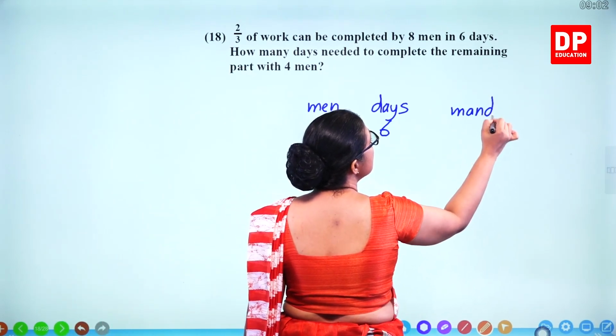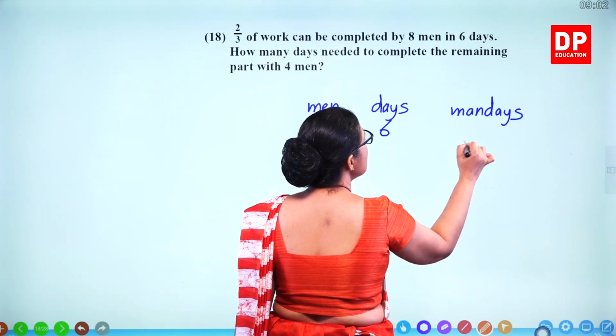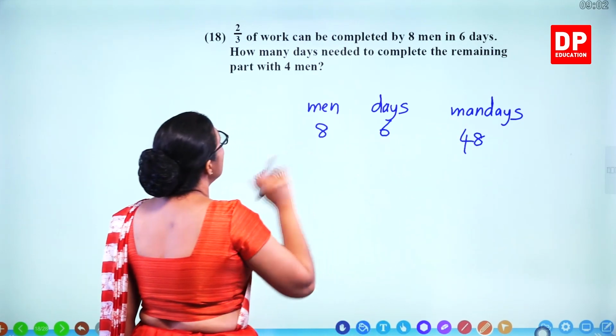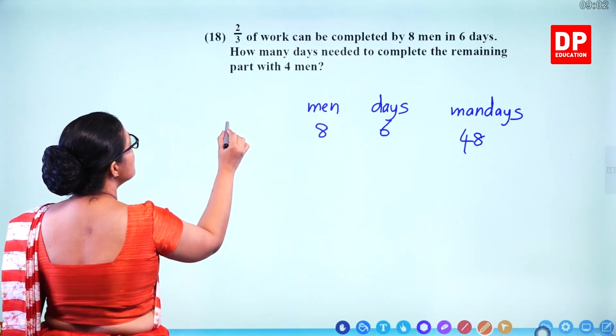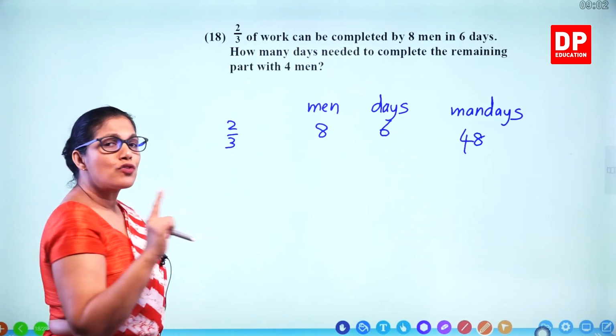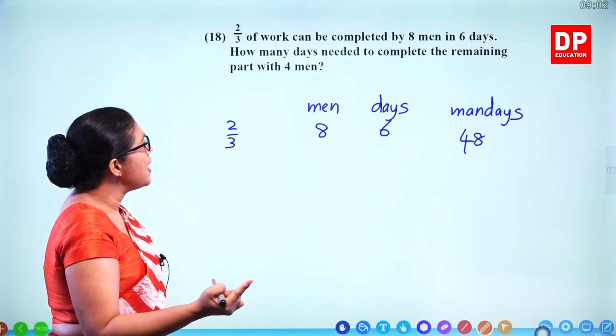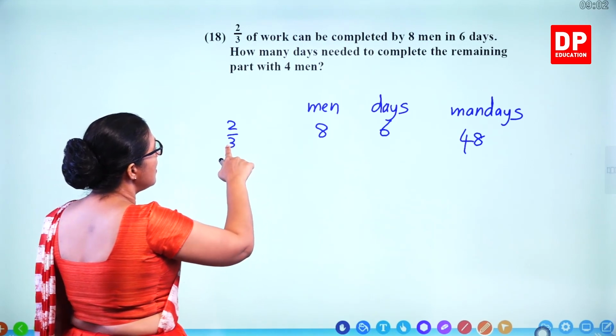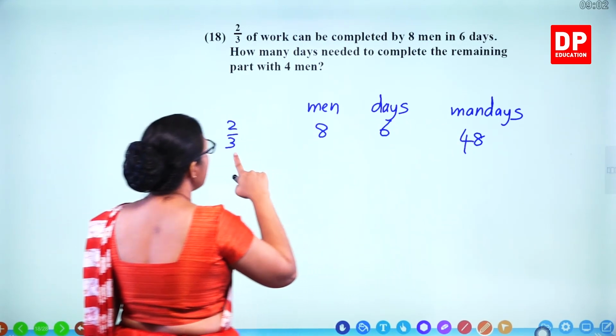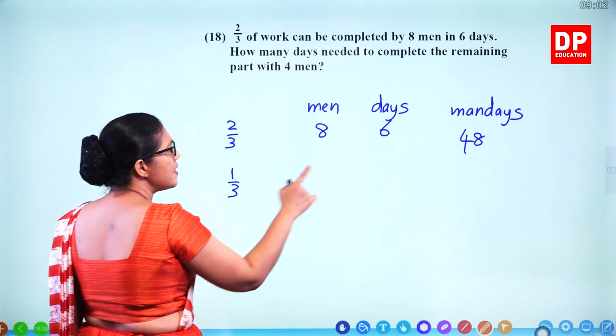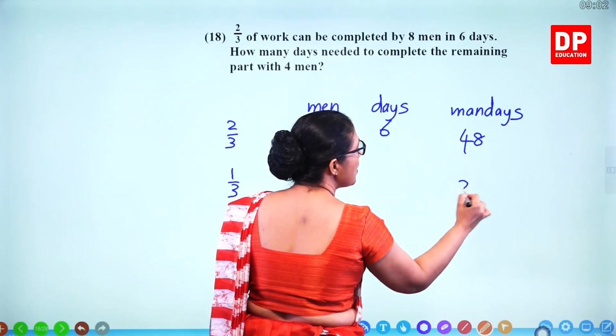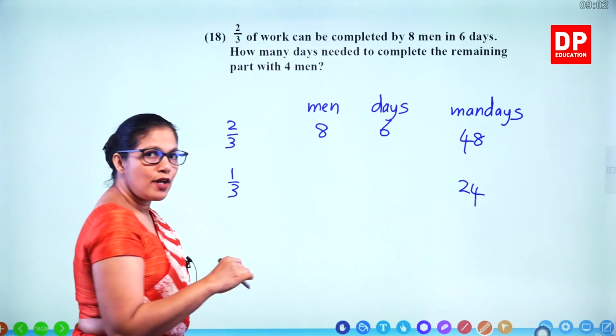Man days, 8 times 6, 48 man days for 2/3 of work. So 1/3 of work is the remaining part. That means 2/3 is 48. So what is the 1/3 part? You have to divide by 2. So that's 24, 48 divided by 2.